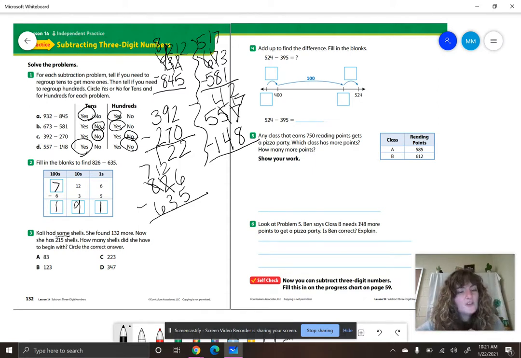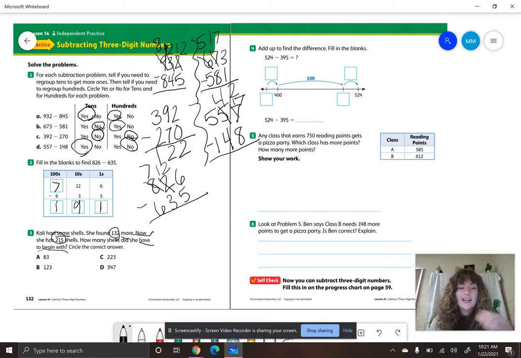She found 132 more. Now she has 215. How many shells did she have to begin with? We know we're subtracting 3-digit numbers, but this kind of sounds like an addition problem. Can I use an addition problem to help me find my difference? Yeah, so let's think about this problem.